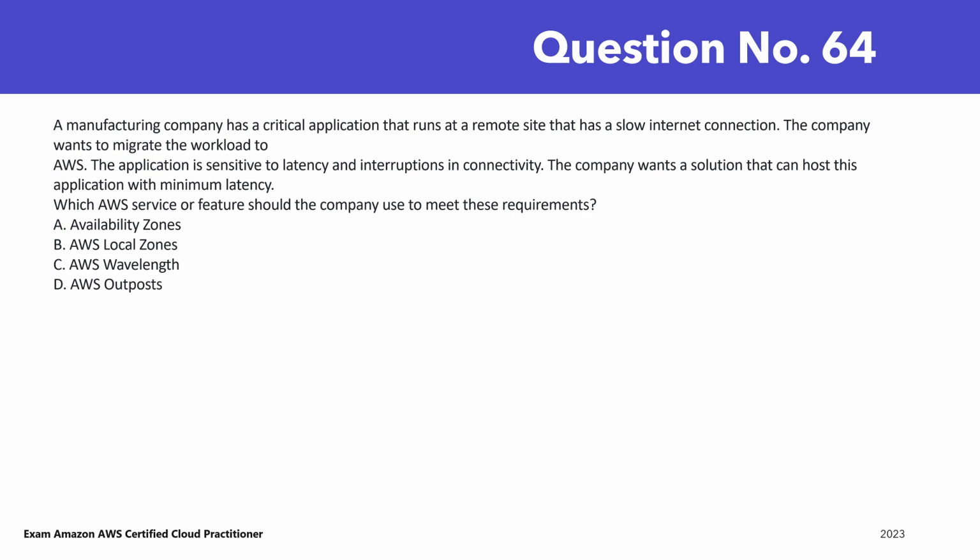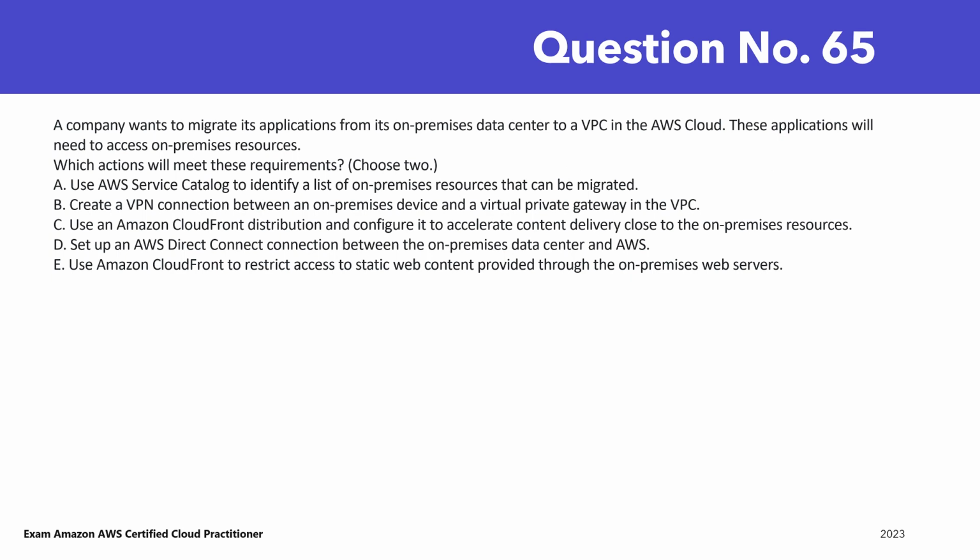A manufacturing company has a critical application that runs at a remote site that has a slow internet connection. The company wants to migrate the workload to AWS. The application is sensitive to latency and interruptions in connectivity. The company wants a solution that can host this application with minimum latency. Which AWS service or feature should the company use to meet these requirements? A. Availability Zones. B. AWS Local Zones. C. AWS Wavelength. D. AWS Outposts. Correct answer, B.